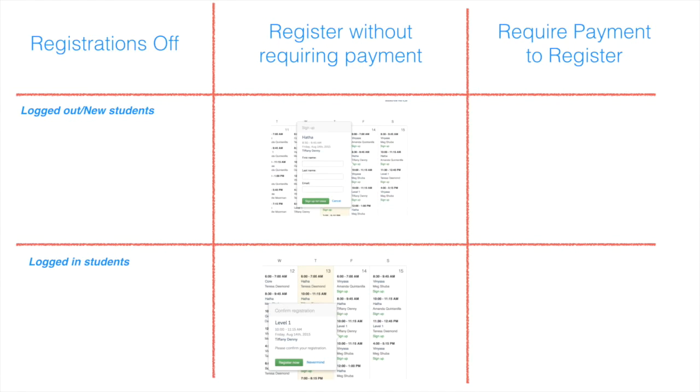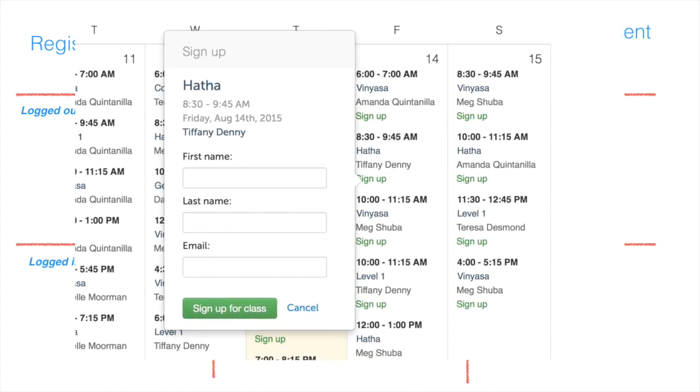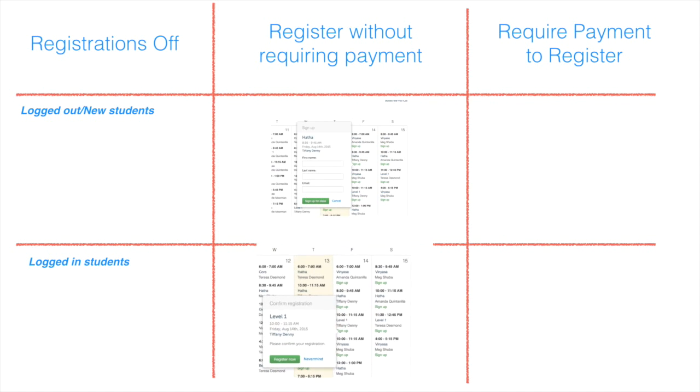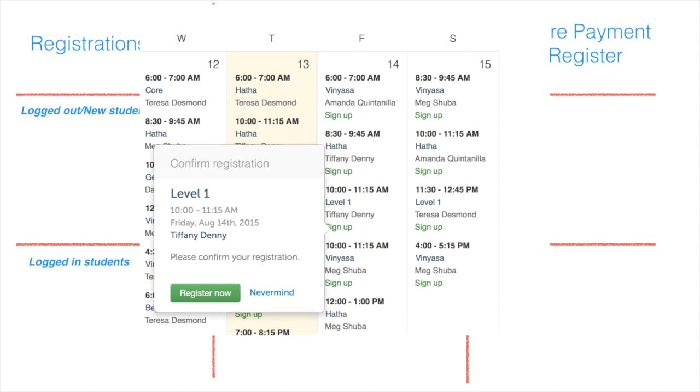When you turn registrations on but you don't require a payment, students can easily sign up and register whether they are logged in or logged out. If they are not logged in and they click the sign up link, they will simply see a short form with the first name, last name, and email fields for them to fill out, and once they complete that, they will be registered for class.